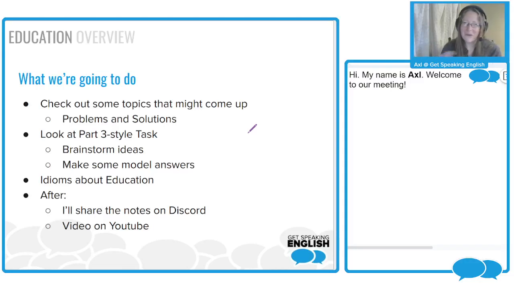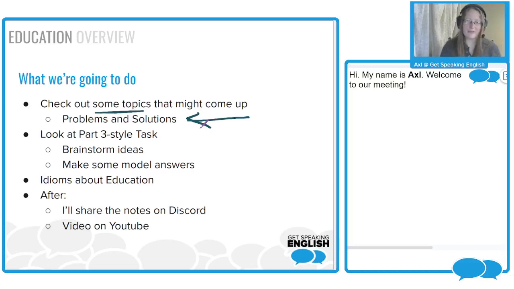So just a little bit of an overview about what we're going to look at today. We're going to do a bit of a warm-up together. We are going to talk about some topics that you might see on an exam, again, related to education. But today we're going to talk about some problems in education and maybe some solutions. So on an exam, it's sometimes common to have to identify problems and then think of possible solutions for those problems. So we'll brainstorm a bit about that together.